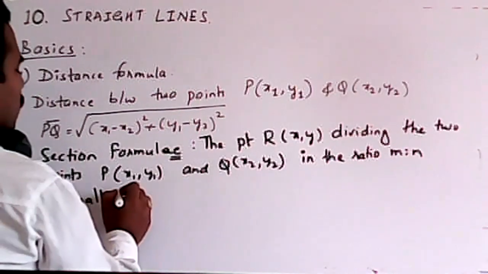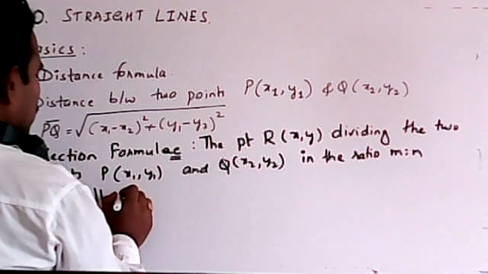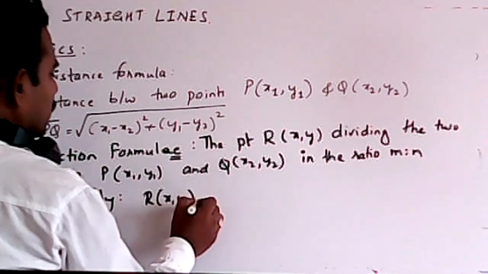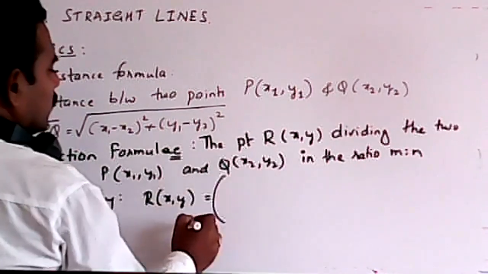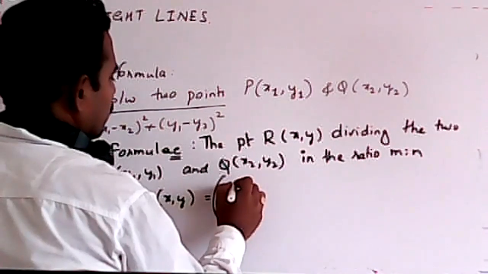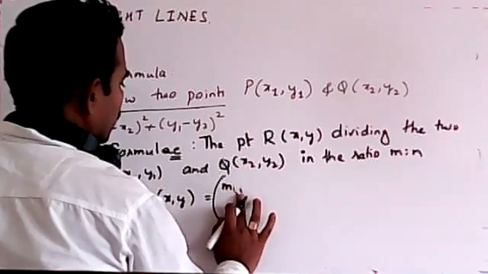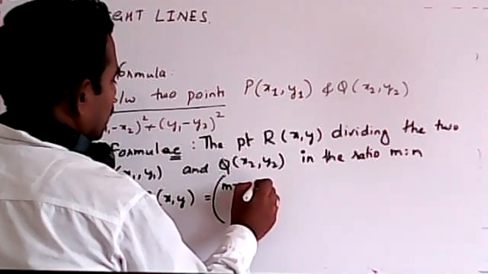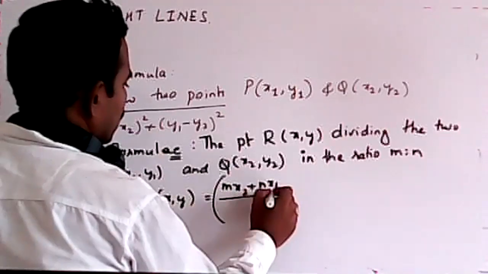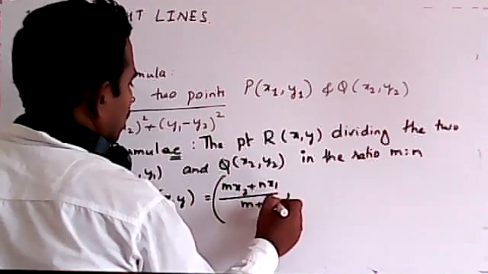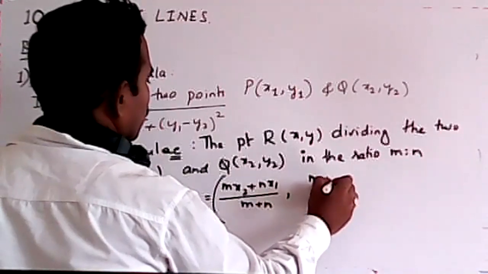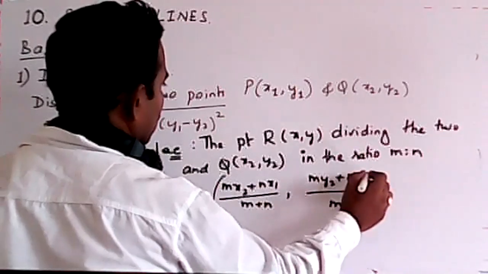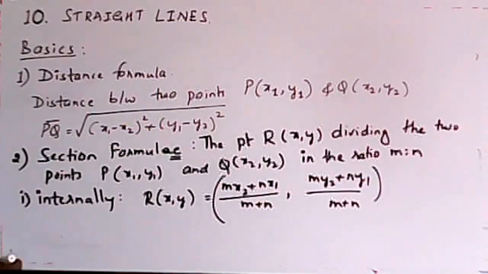the point, then its coordinates will be given as what? That is R, coordinates x and y. First the x coordinate: m x2 plus n x1 by m plus n. Again m y2 plus n y1 by m plus n. This is internally dividing. There is one more now.